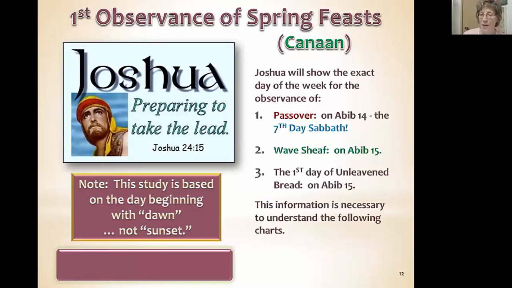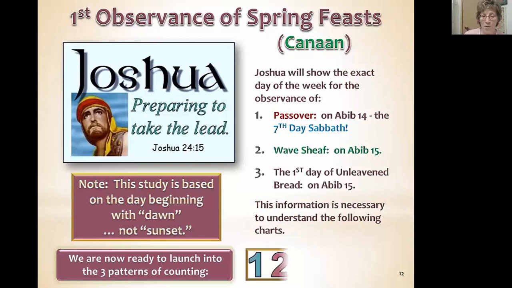So like I already mentioned, and just for a quick review, Joshua's going to show that Passover was on Abib 14. It was a seventh-day Sabbath. Wave sheaf is on Abib 15, and the first day of unleavened bread is also on Abib 15. And that information is necessary so you can follow the charts that we're going to show you. So we're ready to launch into these 3 patterns of learning how to count to 3. We'll do some of these charts first.